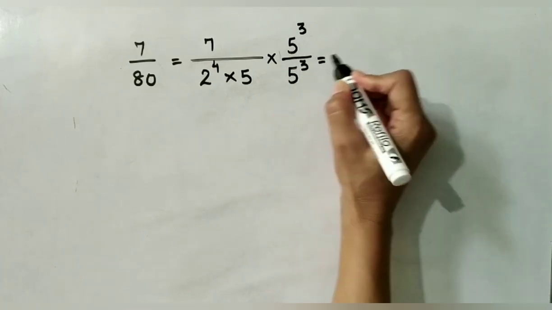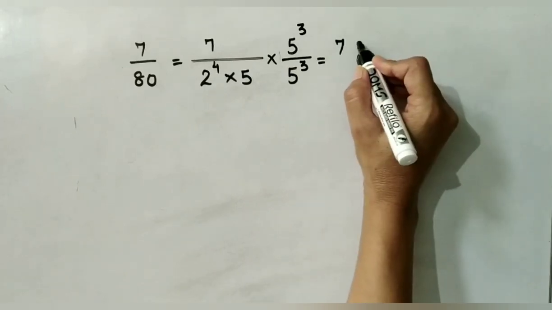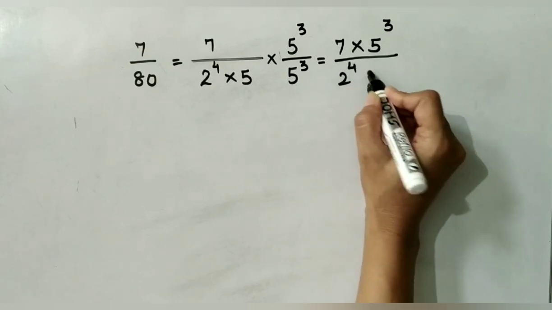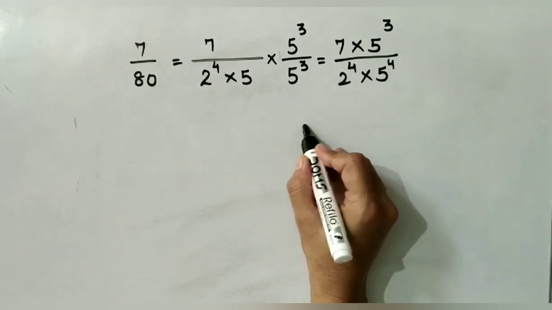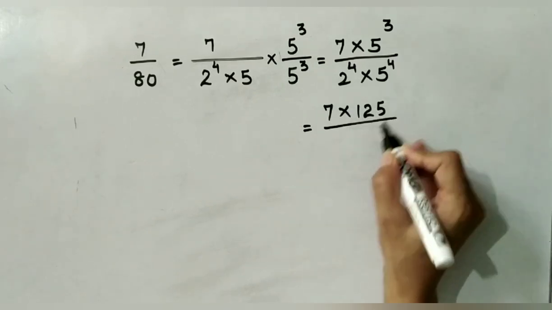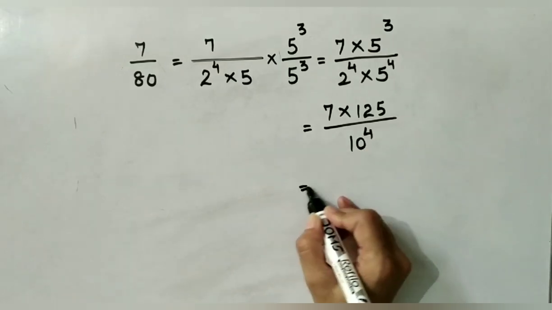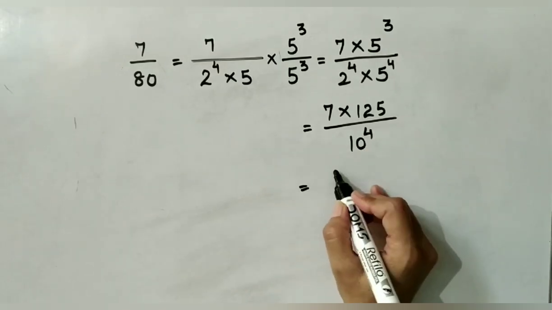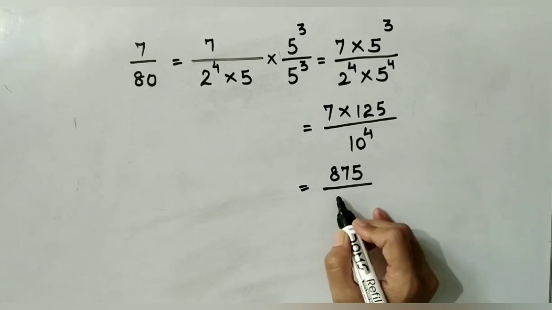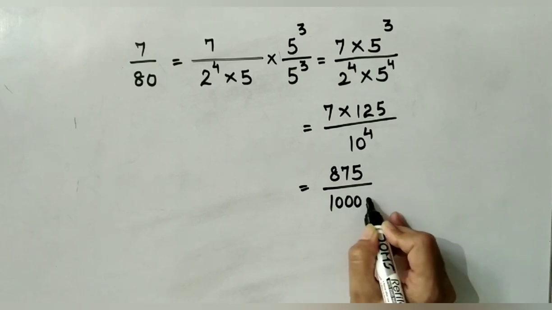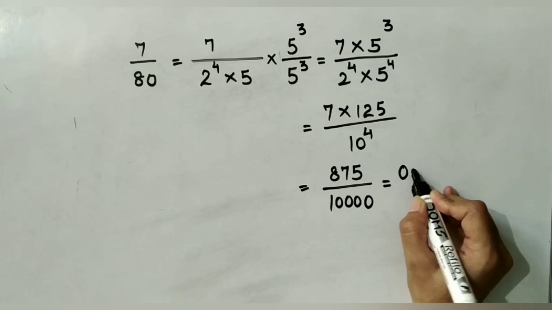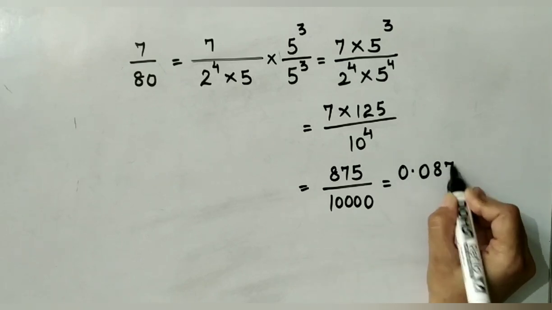Now let's see what this number would look like. Numerator would be 7 into 5 cube and denominator becomes 2 raised to power 4 into 5 raised to power 4. And look at the next step. 7 into 5 cube is 7 into 125. Denominator is 10 raised to power 4. Product of 7 and 125 is 875. And denominator would be 10,000. And further, when you simplify this is 0.0875.